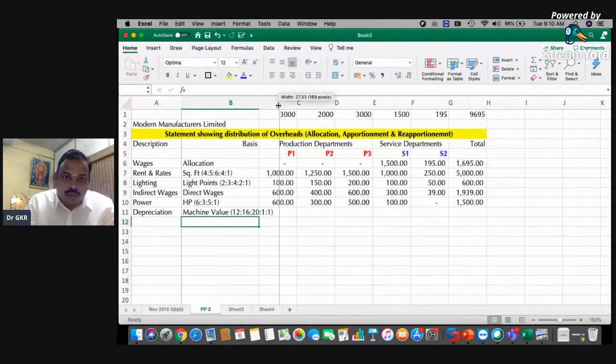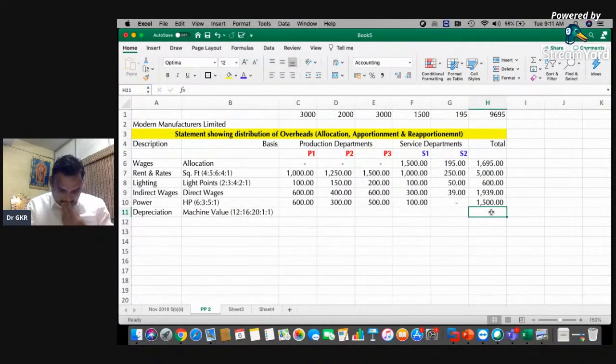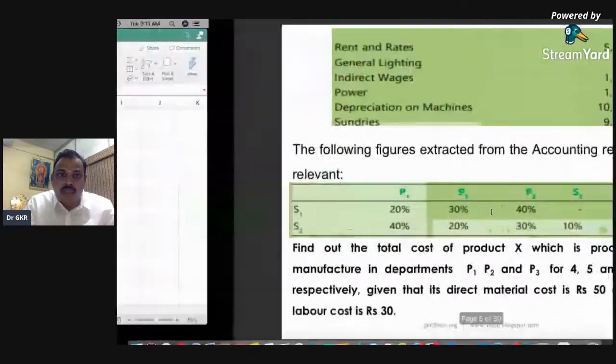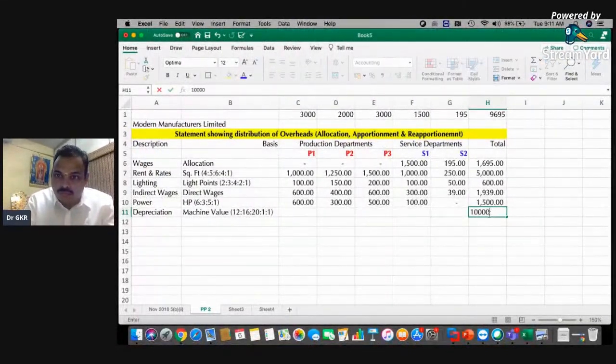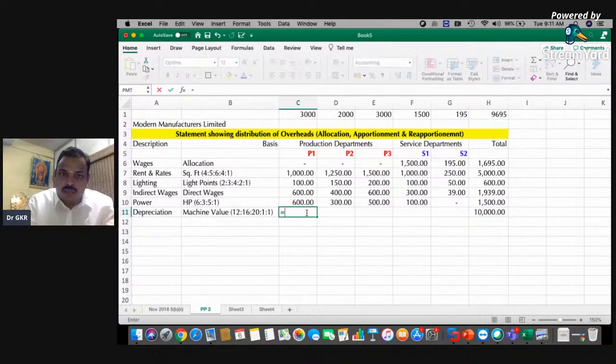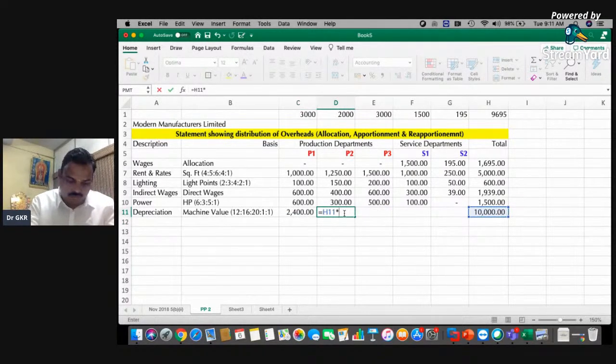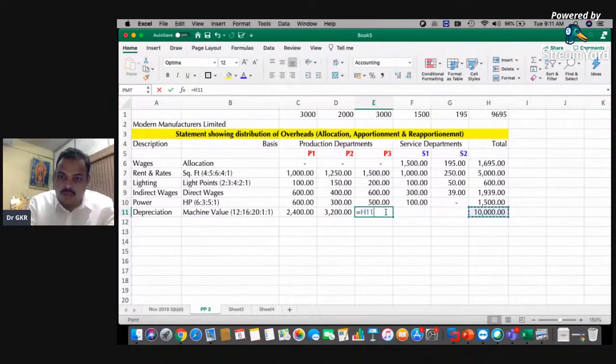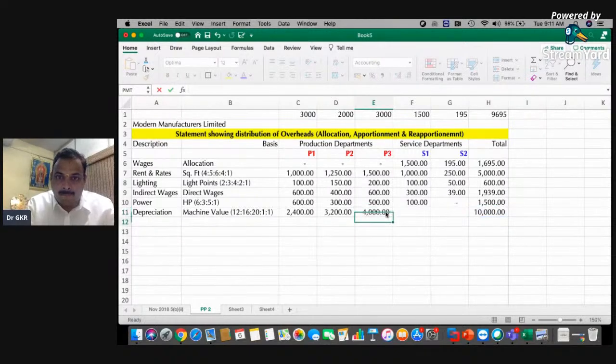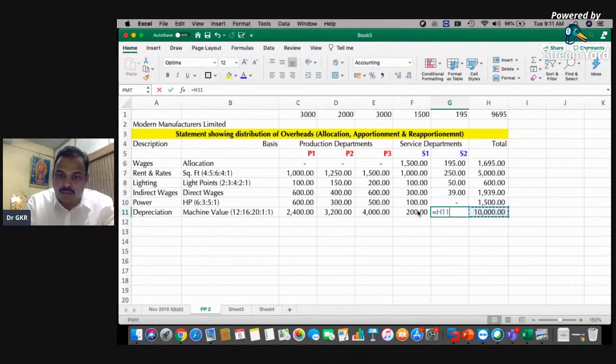So the ratio is 12 is to 16 is to 20 is to 1 is to 1. This is the machine. So what's your total, guys? Your depreciation is actually 10,000. So now it is 10,000 into 12 by 50. So 2,400. 10,000 into 16 by 50. And 10,000 into 20 by 50. And 10,000 into 1 by 50. And 10,000 into 1 by 50. So this is your depreciation.